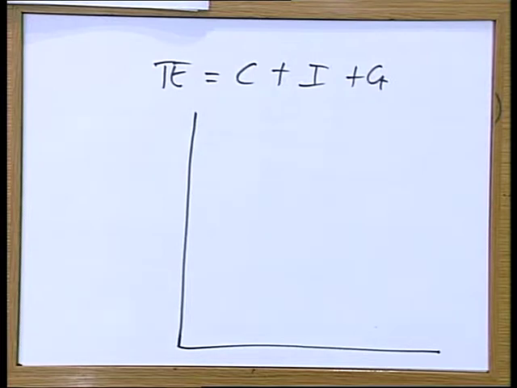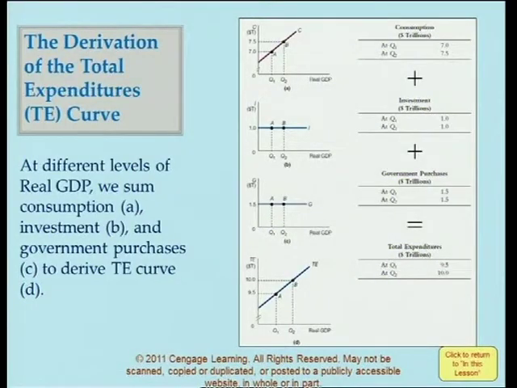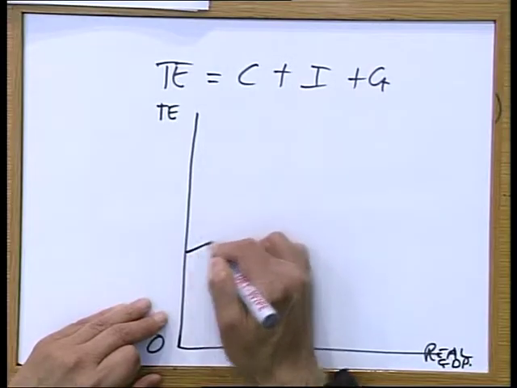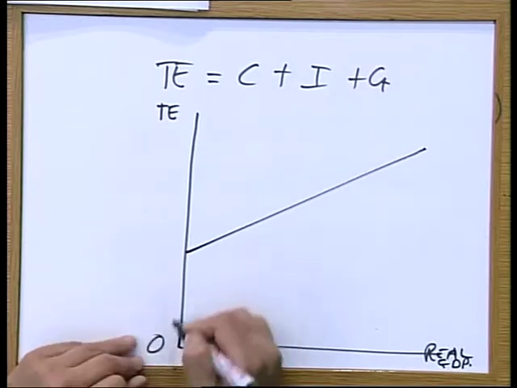How does this total expenditure curve come about? You can look at diagram D in your slide. Total expenditure is measured on the vertical axis and real GDP on the horizontal axis. So what happens is that the total expenditure curve will have an upward slope, and it doesn't start at 0.